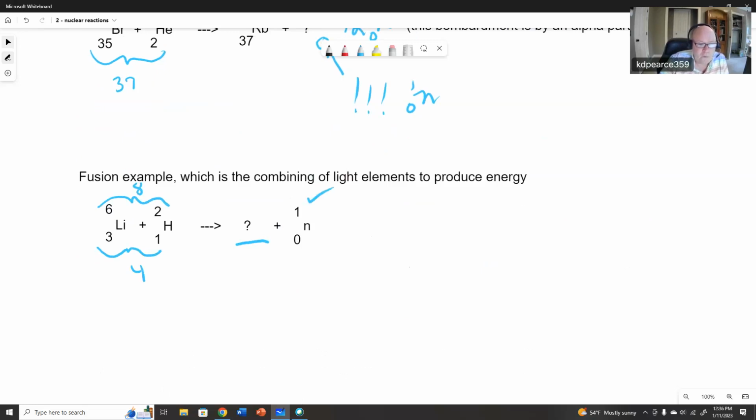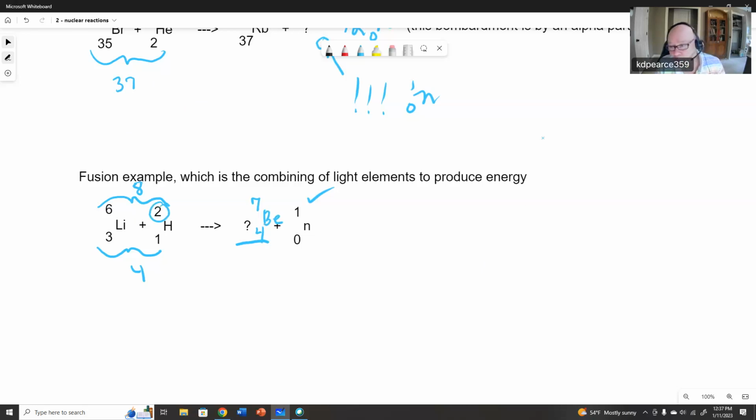And what do we have here? So we say 8, what plus 7 gives me 8, and that would be 7. 7 plus 1 gives me 8. And what plus 0 gives me 4, and that would be 4. And we look and we see on our periodic table that is indeed beryllium 7. So if we fuse a lithium and a deuterium, meaning hydrogen with an atomic mass number of 2, we end up with a beryllium 7.